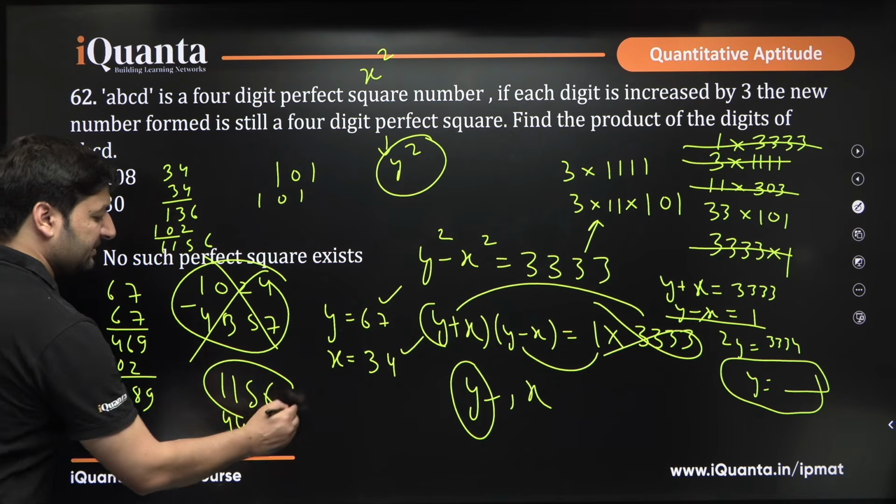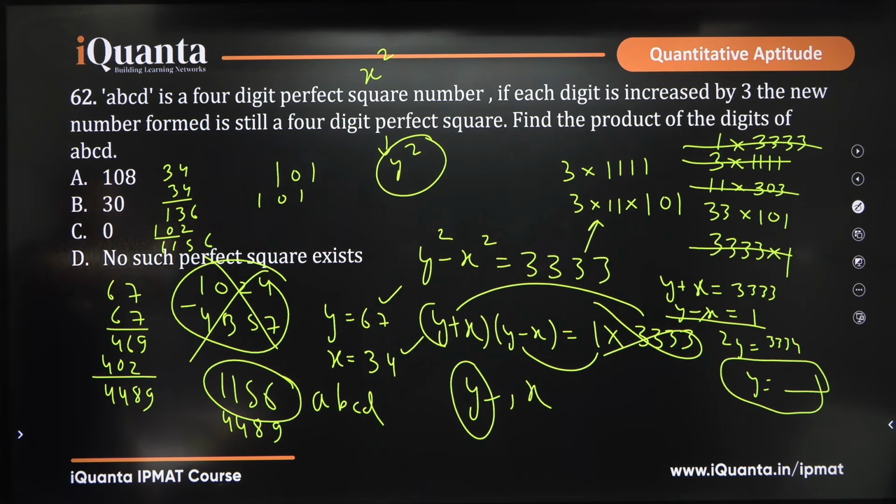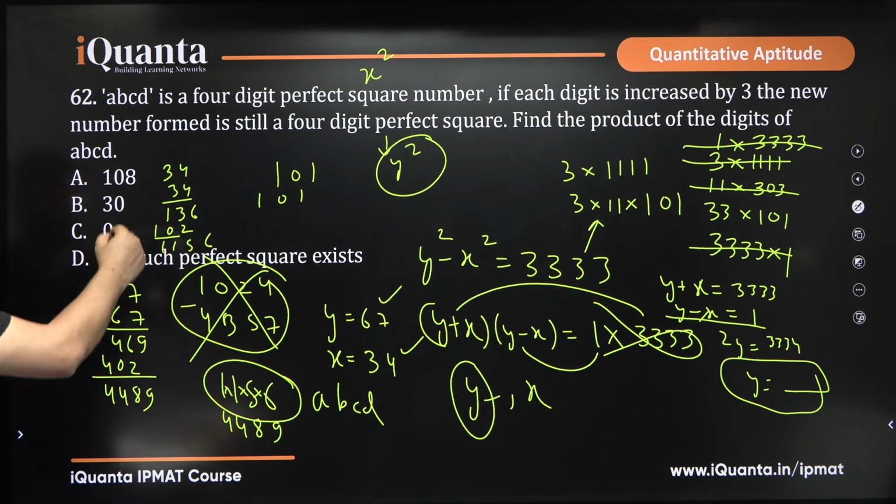That means this is ABCD. Yes or no? This is ABCD. If this is ABCD, it is asking the product of digits of ABCD. So, 1 into 5 into 6 gives us 30. Option B, 30 is the correct answer.